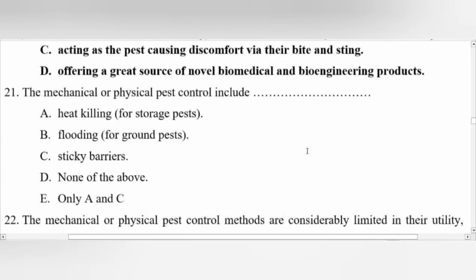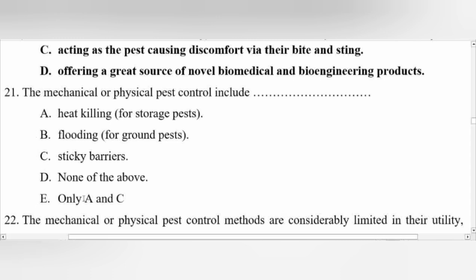Now, question number 21. The mechanical or physical pest control include, option A is saying heat killing for storage pests, then B, flooding for ground pests. Then C says sticky barriers, and then D, none of the above. Then E says only A and C. In other words, E is saying heat killing and sticky barriers, and that means B is not part, but in actual fact, B is part.